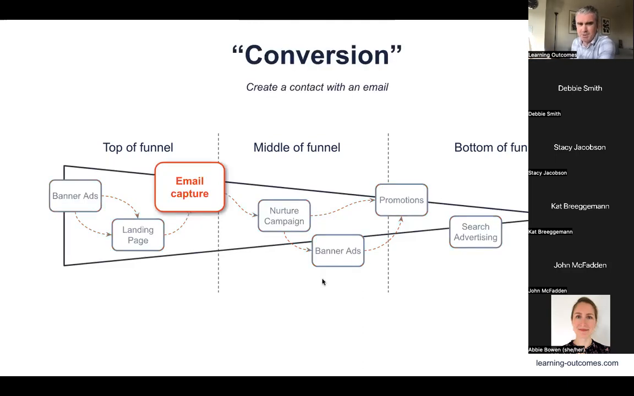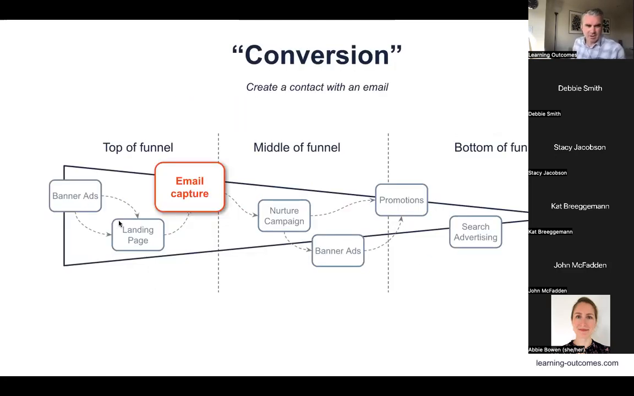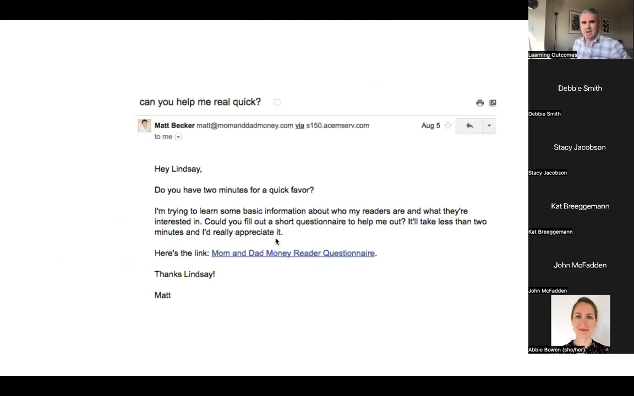So let's use an example of our main conversion activity here, which is to create a contact with an email. I want to take a bunch of miscellaneous unwashed masses and turn them into somebody that we actually know and can communicate with, and that's this email capture. So when I do the email capture, let's say they start out with an ad, or I send an email to somebody and I say, hey, this is just a thing I pulled online, can you help me really quick?